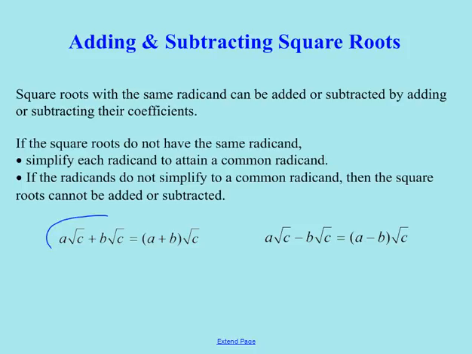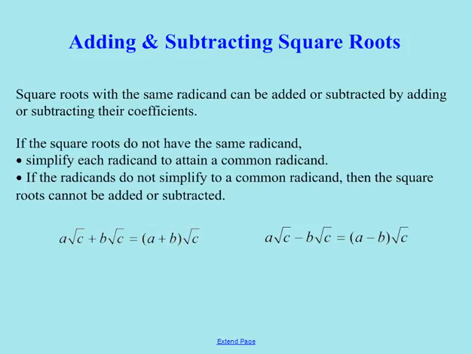So in our first example, we can see that both of these square roots have radicands of c. There's the radicand c, there's the radicand c. Since they have like radicands, we can add the coefficients together. The coefficients are the numbers out in front of the square root symbol. So in this case, we can add a plus b and keep the square root of c. Very much like having a common denominator with fractions, we keep the common radicand.